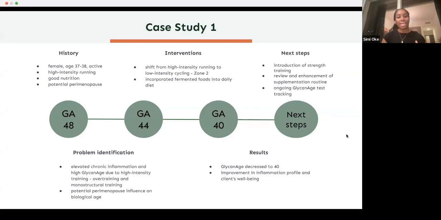And so understanding how different interventions affect people requires an objective way to measure it, and GlycanAge does offer that. So for this lady in particular, who was doing a high amount of high intensity training, potentially overtraining herself, not giving herself enough rest, causing this background level of chronic inflammation within her muscles, this was demonstrated in the GlycanAge. And actually what we saw is that when she shifted her high intensity training to an alternate program, where it was high intensity with a couple of lower intensity sessions incorporated, you see the drop in the GlycanAge.